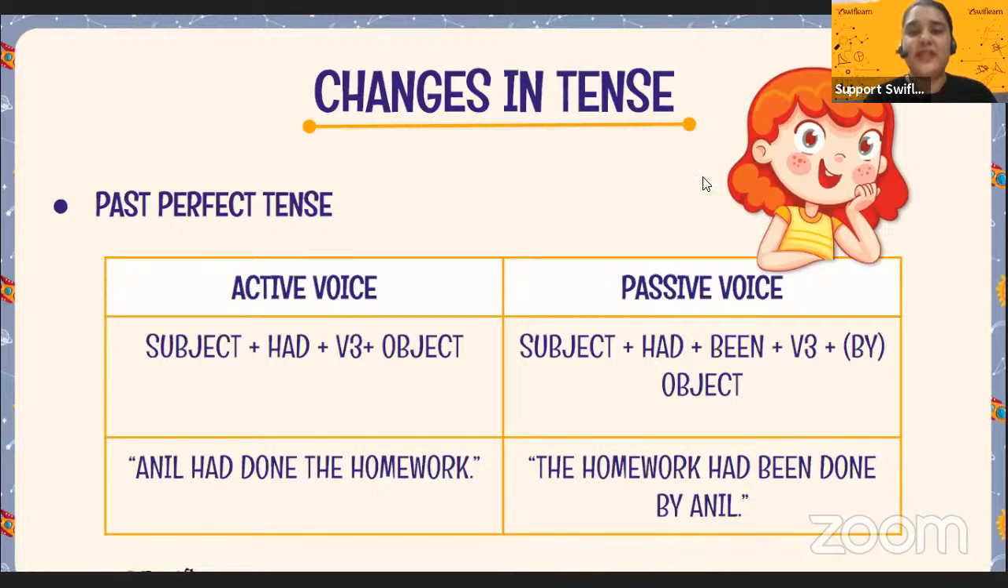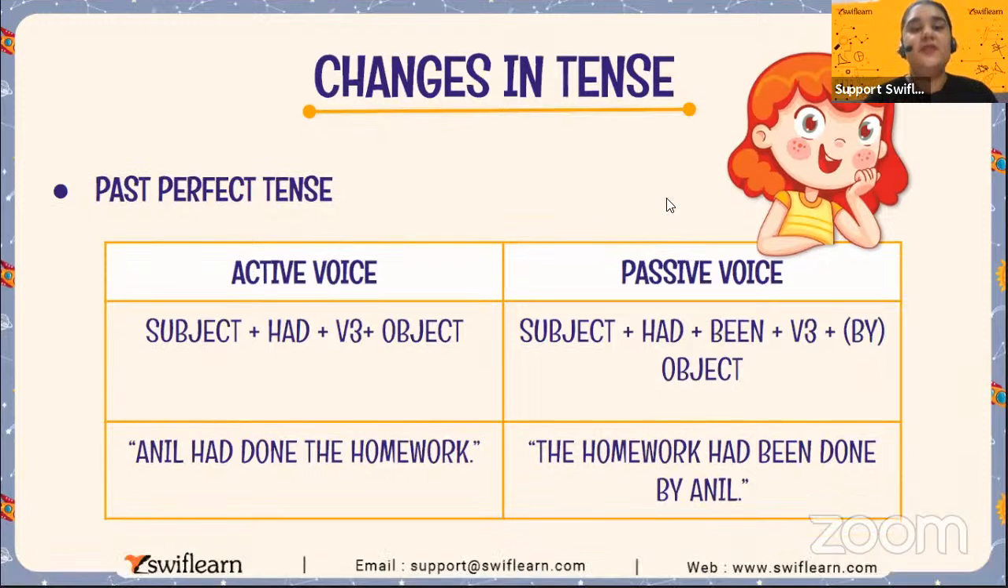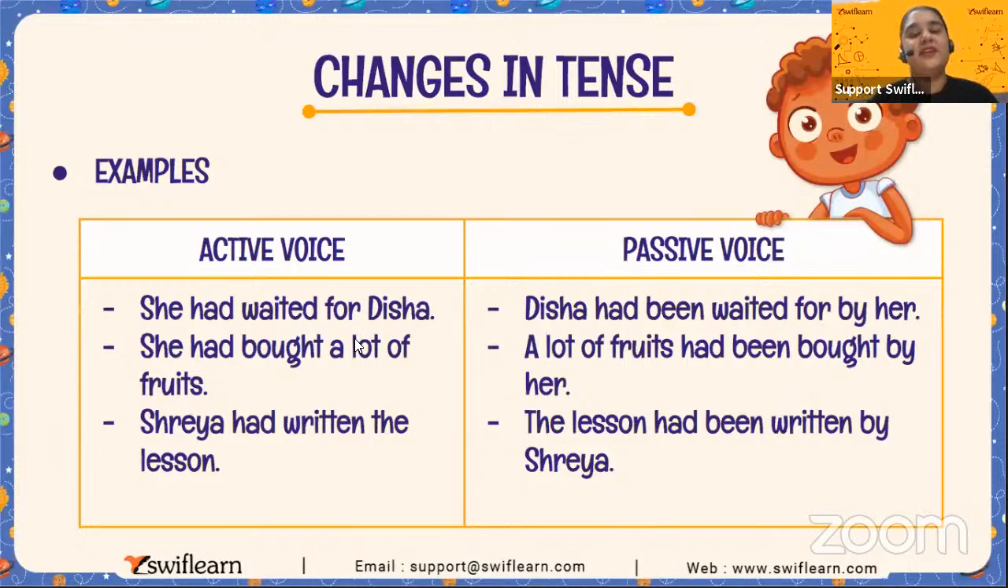Okay, let's move to next part now. So here we are having the examples. She had waited for Disha. So in passive voice, you will say Disha had been waited for by her. Okay. She had bought a lot of fruits. So a lot of fruits had been bought by her. Very good. Shreya had written the lesson. The lesson had been written by her. So what we are using? Had been. Okay. Just remember that you have to use had been. Clear? Let's move to next part now.